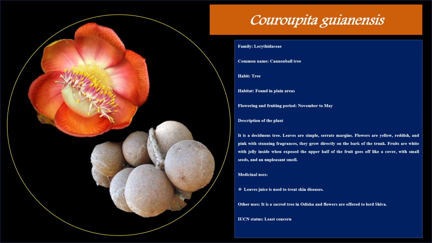Its flowering and fruiting period is from November to May, and apart from that it has very good medicinal uses, such as leaf juice is used to treat skin diseases. Then other uses: it is a sacred tree in Odisha, and flowers are offered to Lord Shiva. As I have told, it is also one of the pollinators for many insect species, and its IUCN status is least concern.